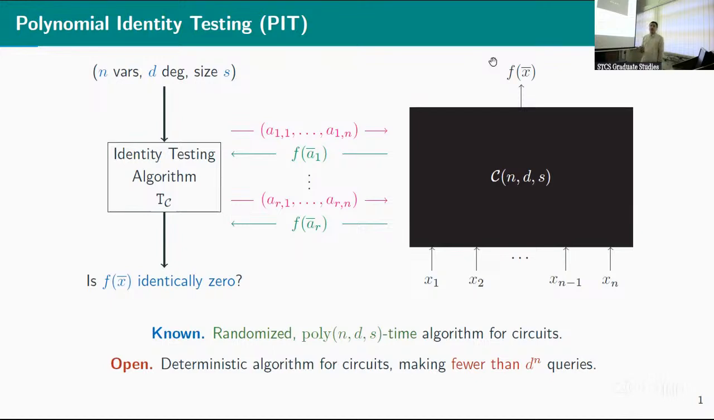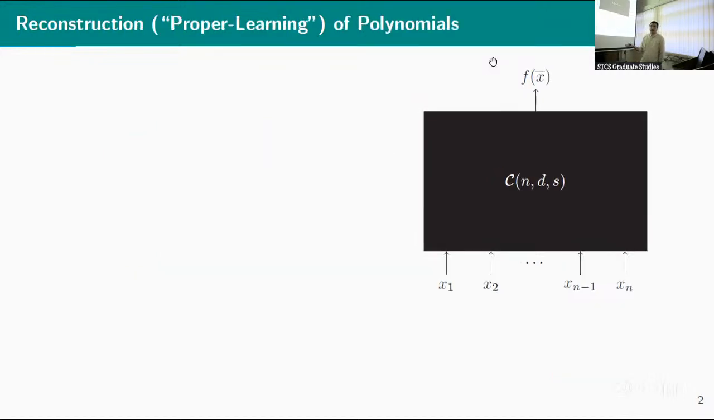So what people usually do is we look at simpler models and structured models, and ROABPs is going to be one such structured model. When we get PITs for structured models, what we go for is a more general problem called reconstruction. So what is reconstruction? Again, you have a black box, and what you want to do is to reconstruct this polynomial.